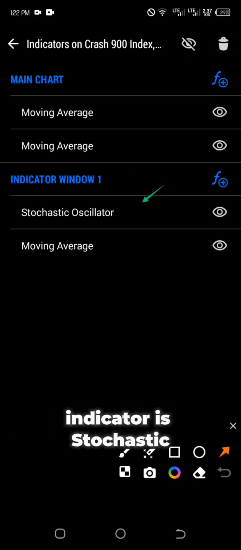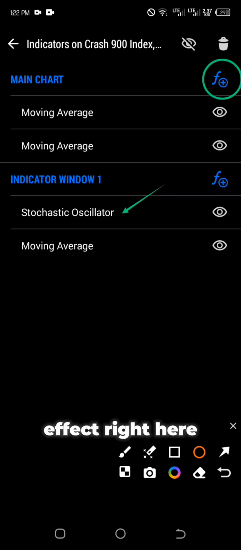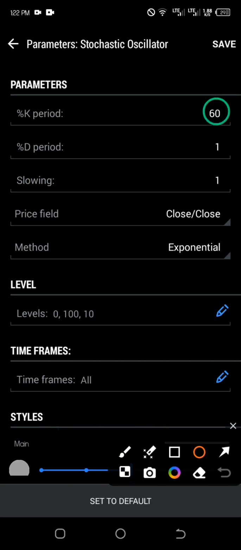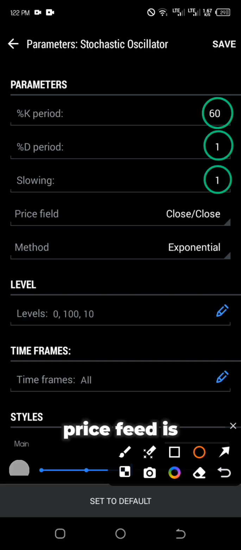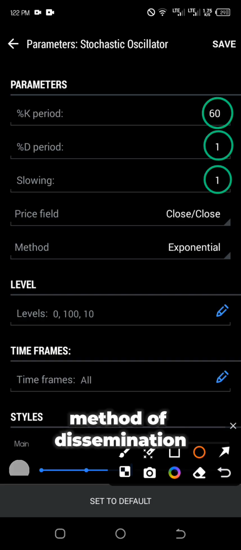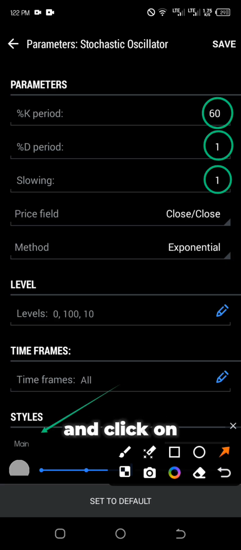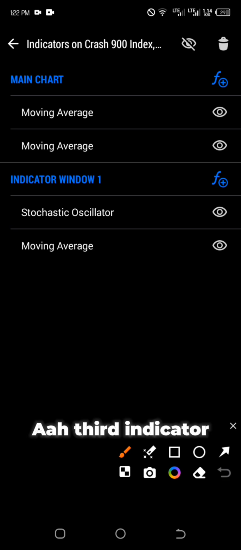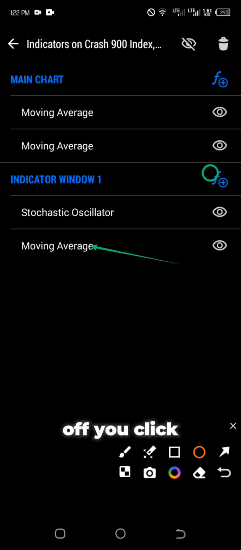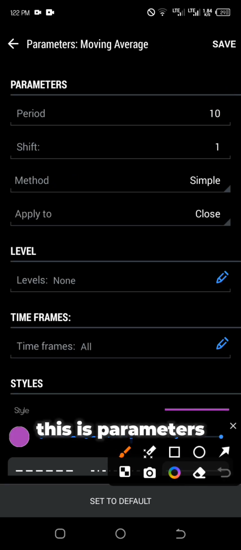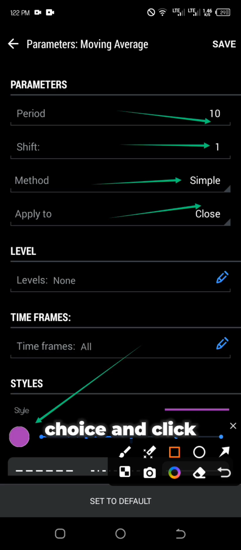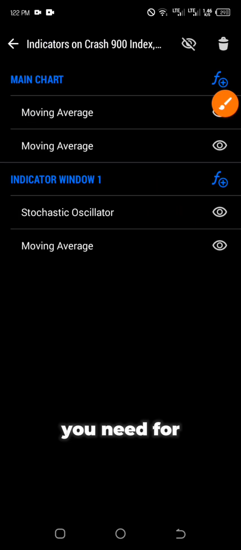And the third indicator is the stochastic oscillator. Click on this F icon right here, search for stochastic oscillator, and these are the parameters. The K period should be 60, the D period should be 1, slowing should be 1, price field is close, method is exponential, use any color of your choice, and click on save. Okay, so go back, and that is the third indicator. And the fourth indicator is the moving average. To add this up, you click on this F icon again, search for moving average, and these are the parameters. The period is 10, shift is 1, method is simple, apply to close, use any style of your choice, and click on save. So that is all the settings you need for the strategy.